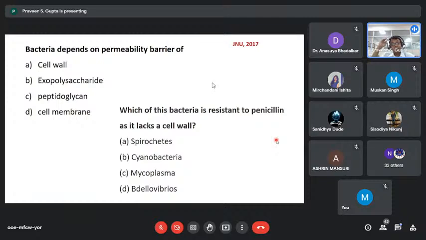A similar type of question was asked in GNU again: bacteria depend on the permeability barrier of. Whenever it is about permeability, you just close your eyes and write down the answer: cell membrane, because permeability is associated with the cell membrane. Now the next question is, which of these bacteria is resistant to penicillin as it lacks a cell wall? Now it may cause confusion, but you know very well that the cell wall is lacking. It means the answer is obviously mycoplasma. Okay. So in this way, you are able to solve this type of question related to the cell wall.